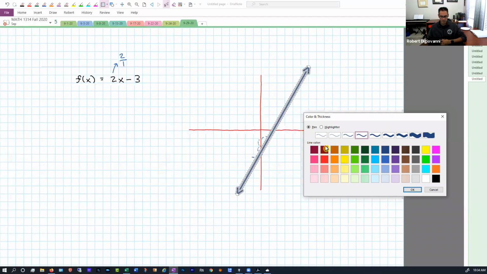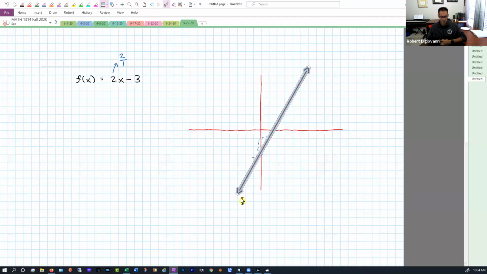Hold on. There we go. I'm going to be off a little bit here. That's pretty good. Okay, here we go. So just follow me through this and then we'll get to the next type of problem. What is f of 0? So what happens when we plug 0 into this function? If we replace x with 0, we get -3.